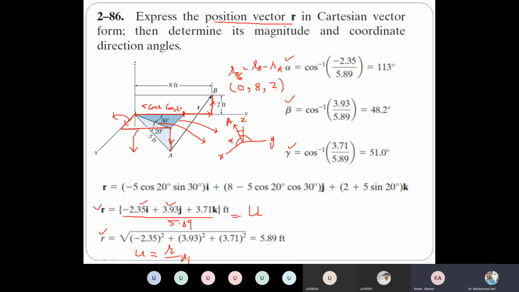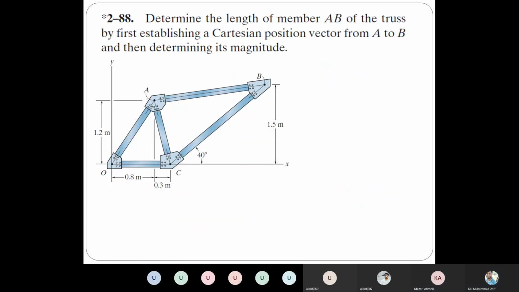You got that? Yes, sir. Right. So can you solve this problem?